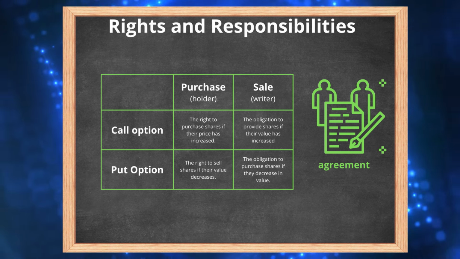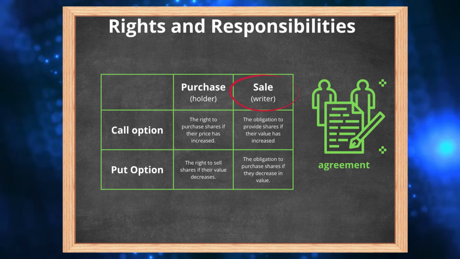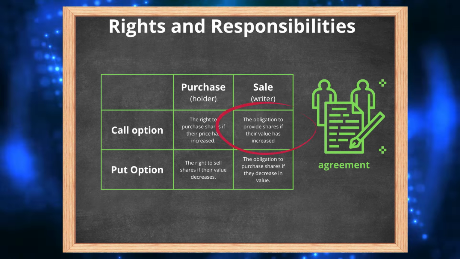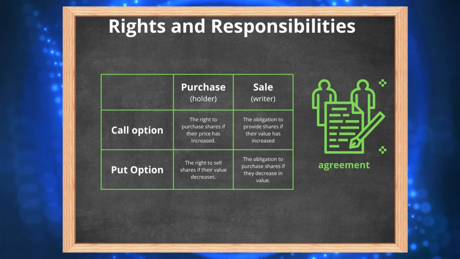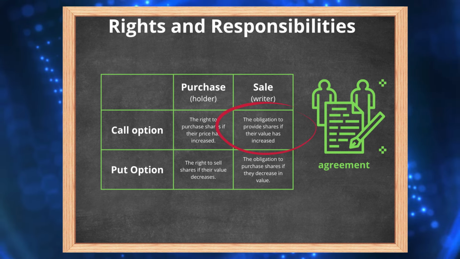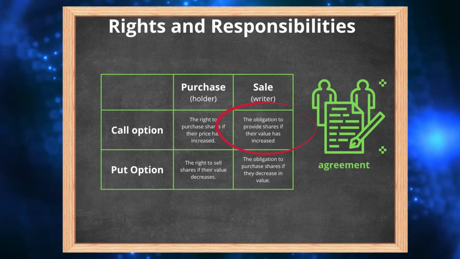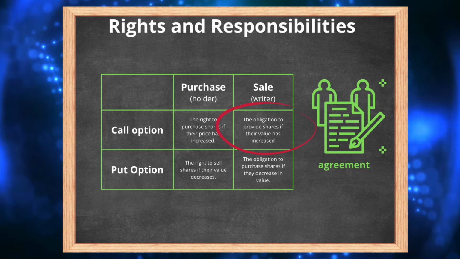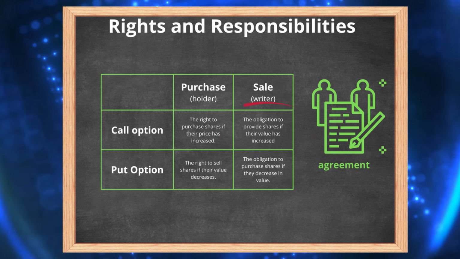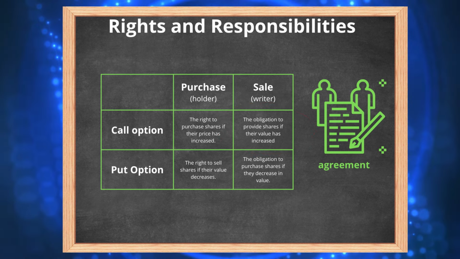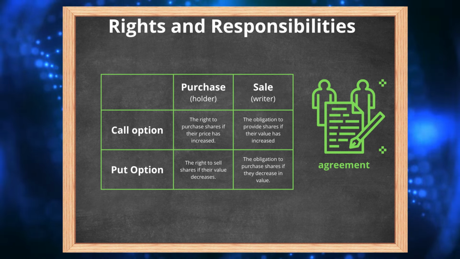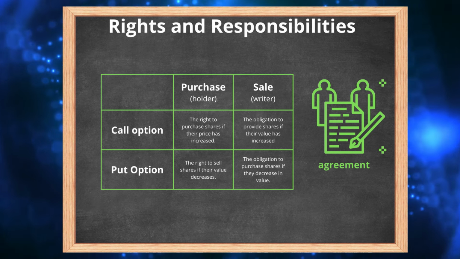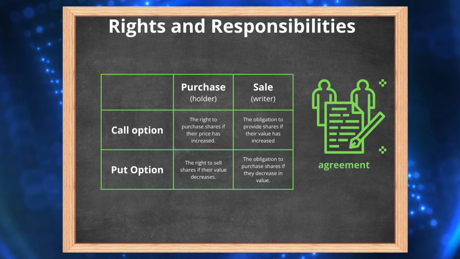Now let's look at the other side of the trade, the option seller. The seller of a call option is obligated to deliver shares to the call buyer if the option is exercised. This happens when the stock price rises above the strike price. If the option expires out of the money, meaning the buyer doesn't exercise it, then the seller keeps the premium.